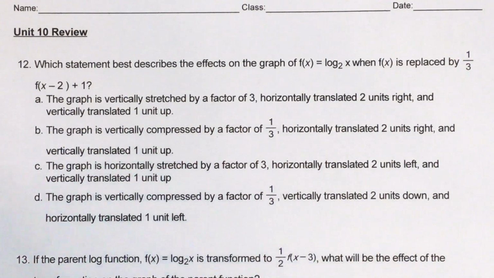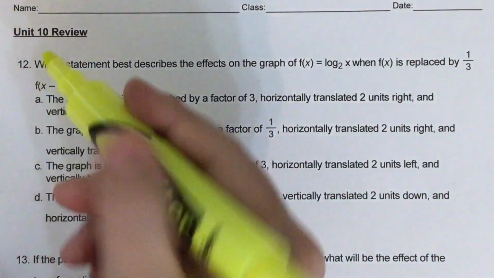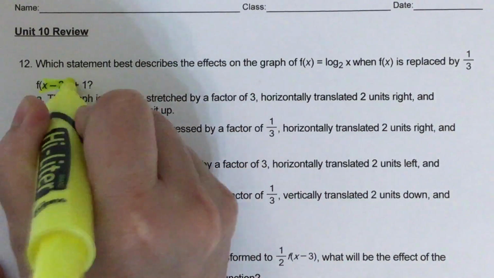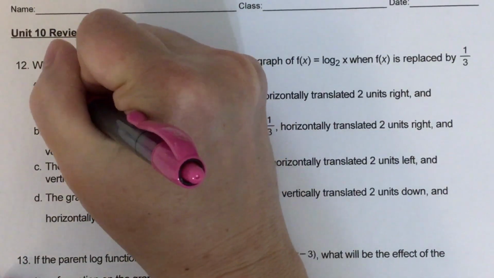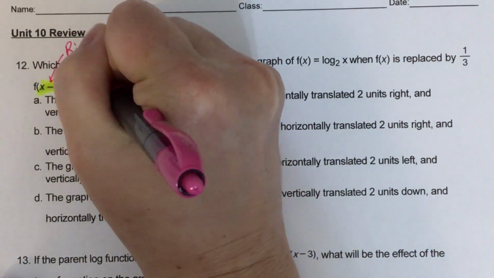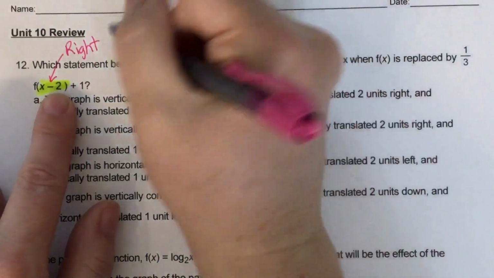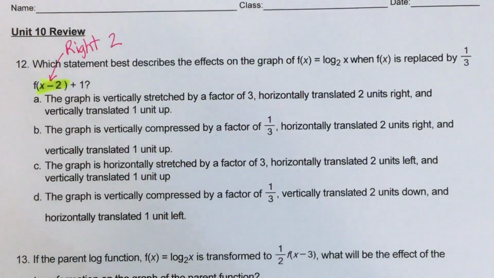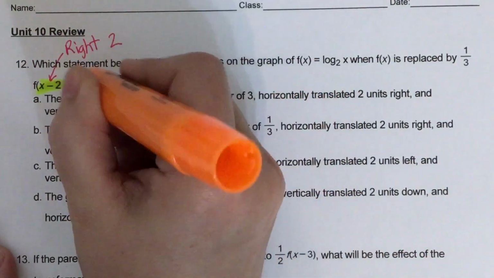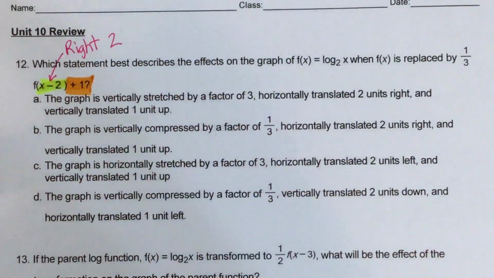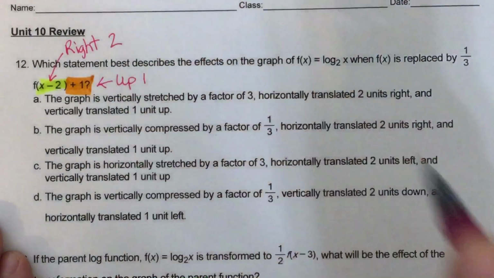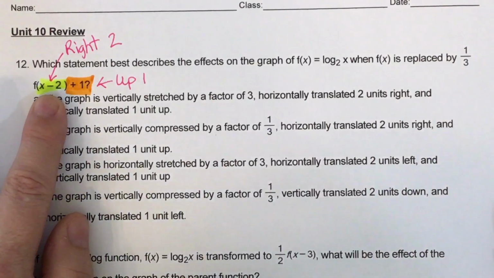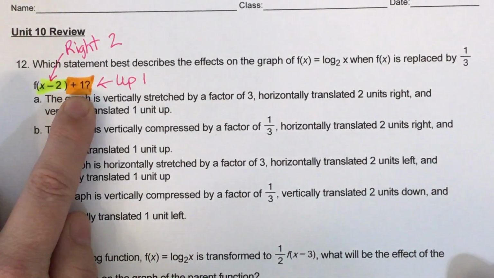All right, so first of all, if it's in the parentheses, it's left or right, and it's always opposite. So a minus in parentheses makes it go to the right. So this is going to go right 2. If it's in the back, it goes up or down, but it does what you would naturally think. So the plus makes it go up, so that goes up 1. So parentheses is left, right, always opposite. Minus is right, plus is left. Back is up or down.